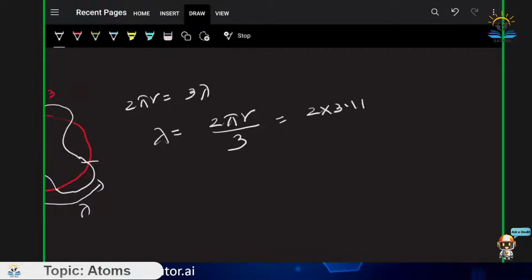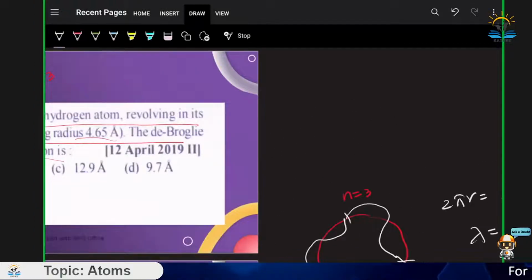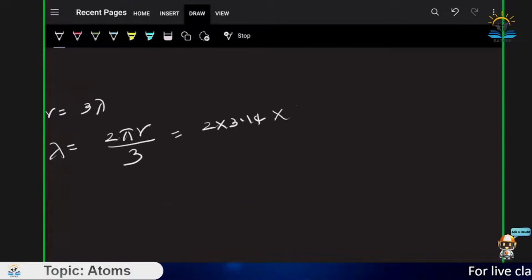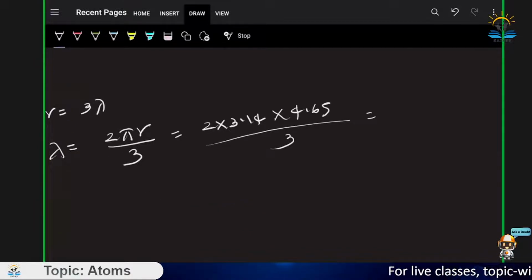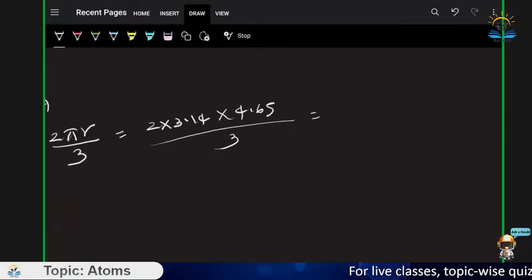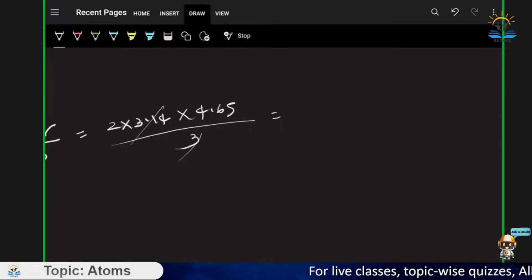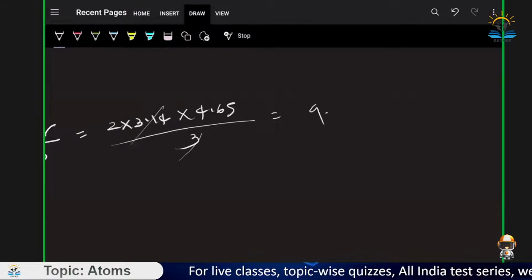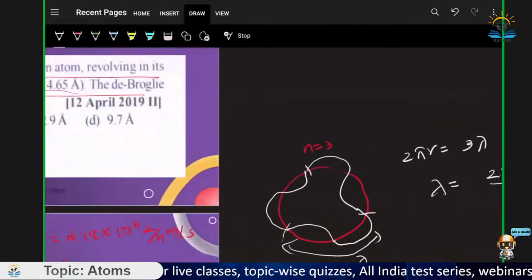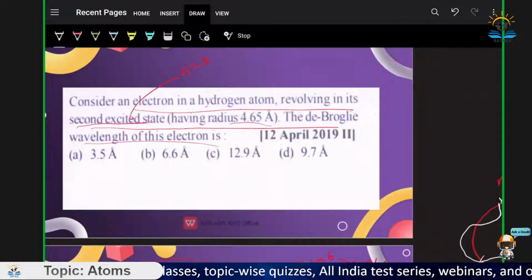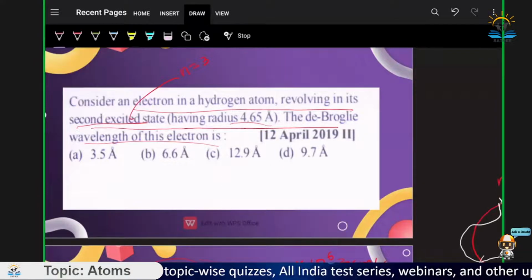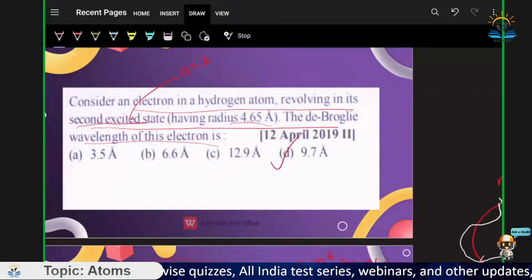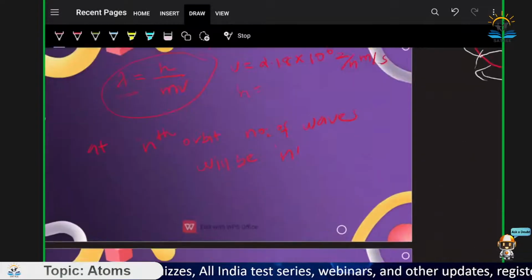In the question it is given 2 into 3.14. R is given as 4.65 angstrom, divided by 3. We can cut this, making approx 2 into 4.6, like approx 9. So 9 point something will be the answer in angstrom. Which option? Option D will be the correct answer. So at the nth orbit, the number of waves will be n.